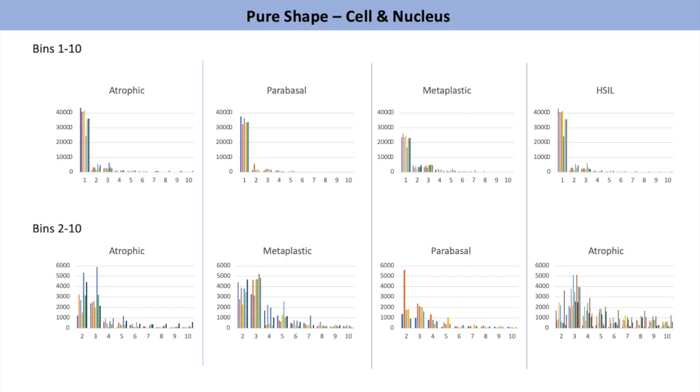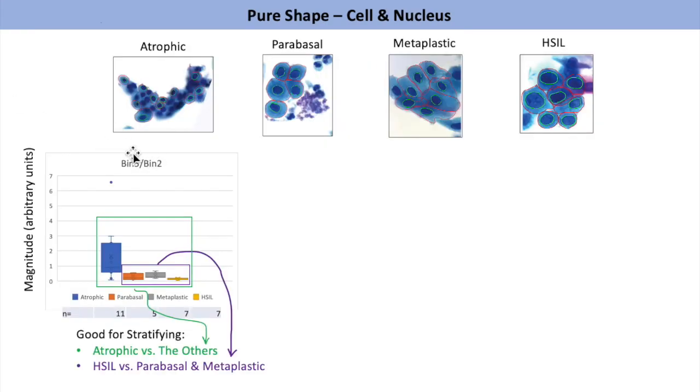So these are the first 10 frequency bins for the 4 categories that we compared. You can pause the video to explore these graphs if you want, but I will move on to talk about the indices that we found to be interesting. The first index we'll talk about is dividing bin 5 over bin 2.